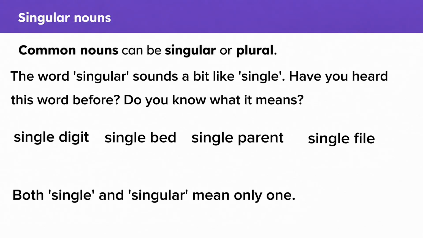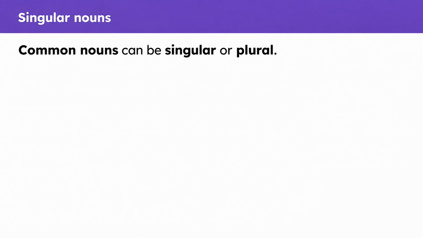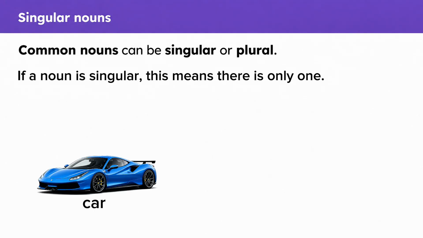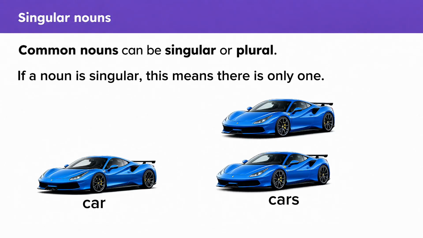Now we know what singular means. Let's see how it links to our nouns. If a noun is singular, that means there is only one. So there is only one of them. For example, one car. A singular car. That means this common noun is singular. Compared to cars, to show there is more than one. The car is singular, meaning only one.